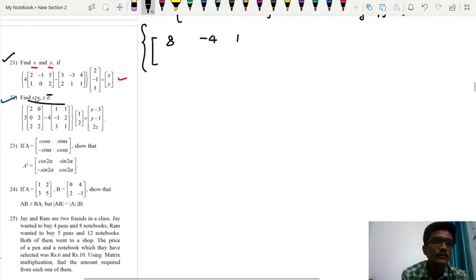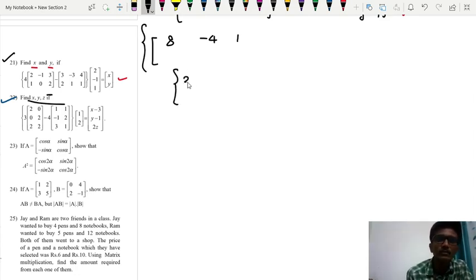Question number 21, find x, y, z. What equation is given here? इसमें इक्वेशन क्या दिया है देखो.